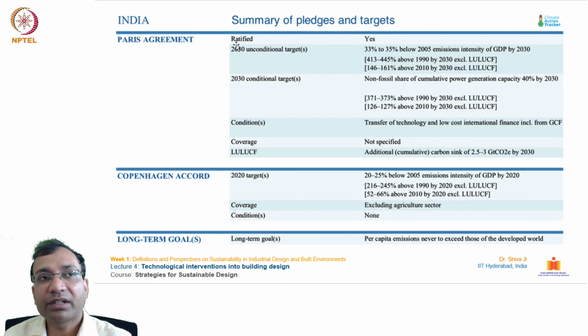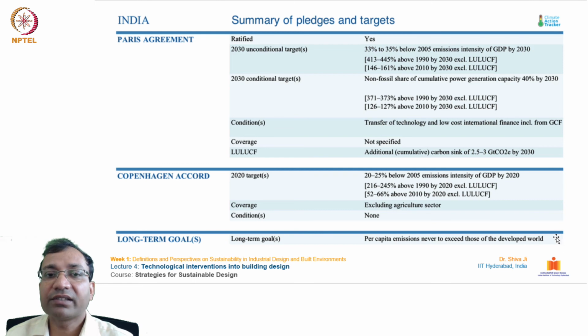So the Paris Agreement, yes, India has ratified it. And the Copenhagen Accord targets for 2020 are 20 to 25% below the 2005 emissions intensity of GDP by 2020. So this is the target taken by it. Long term goals, if you see, per capita emissions never to exceed those of the developed world. So that is the overall very long term target of India, that we should never exceed the per capita emission levels of the developed countries.